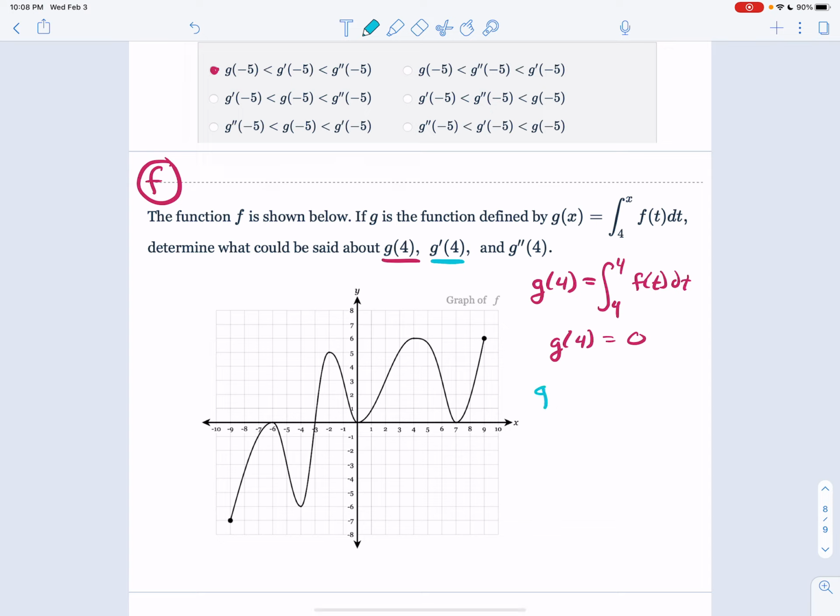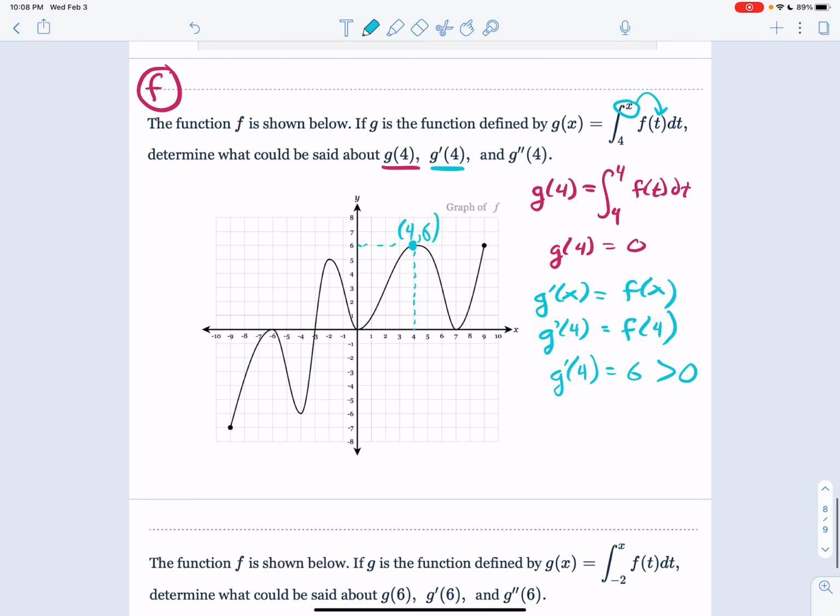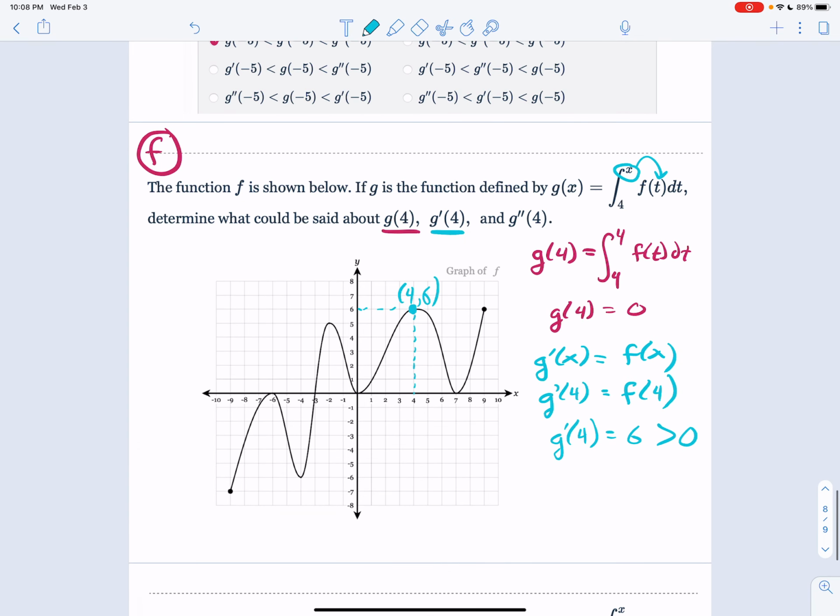G prime of 4. So first, g prime of x, that's really just f of x, because we're taking the derivative of an integral. So g prime of 4 is really just f of 4. What the heck is f of 4 according to our picture? F of 4 looks like it's at 6. So f of 4 is 6, but definitely positive.